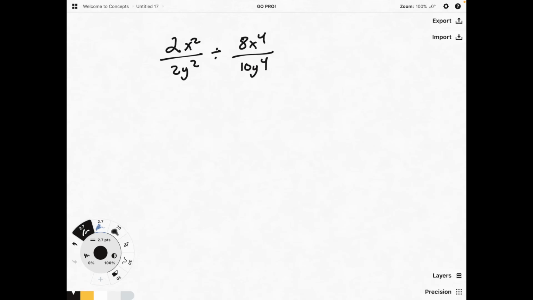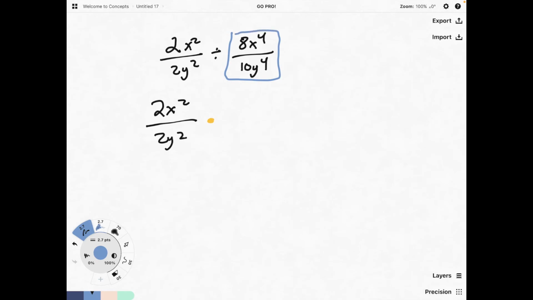What we first need to do is change the sign. So we have 2x squared over 2y squared, and changing the sign, we have a multiplication in the middle, and now what we need to do is find the inverse of this. And so the inverse of this, all we need to do is switch it around. So we have 10y to the 4th over 8x to the fourth. Now this becomes our new problem, okay?